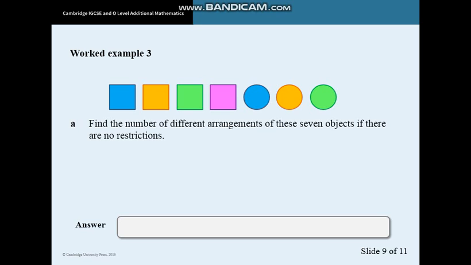Find the number of different arrangements of these 7 objects if there are no restrictions. I think you can do this by yourself, and the answer is on your PDF.